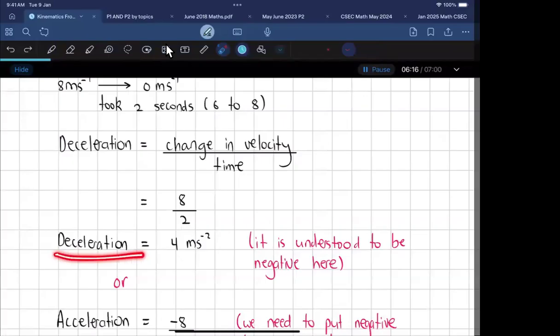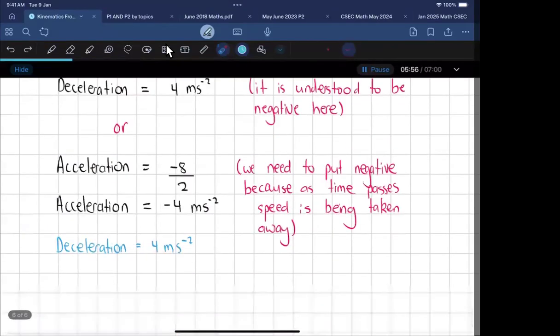When I say deceleration, it automatically means it's decreasing, right? So as soon as you have deceleration here, it means that whatever you have here, we're talking about it in terms of it decreasing. We don't need to put a negative sign. If you want to put a negative sign, then do method two, right? Because when we talk about acceleration, we're talking about are we adding or are we taking away? Adding. So if it's acceleration, you need to put a negative sign because we're taking away speed.